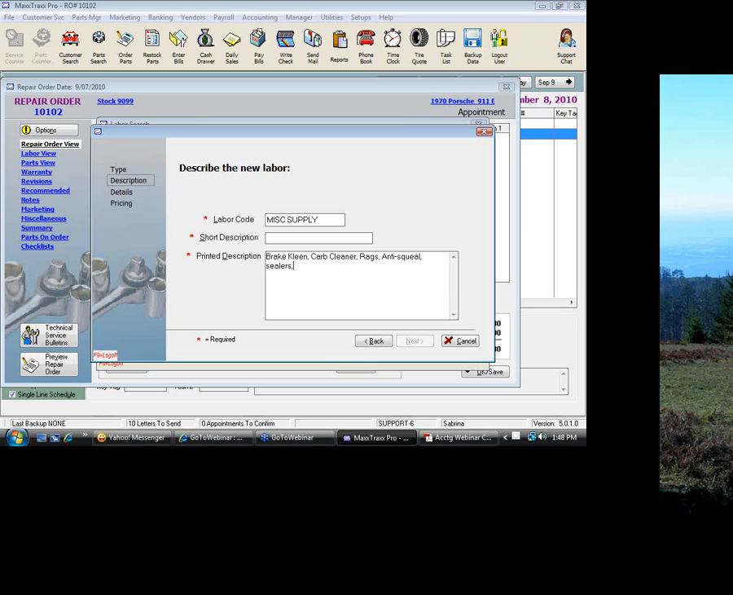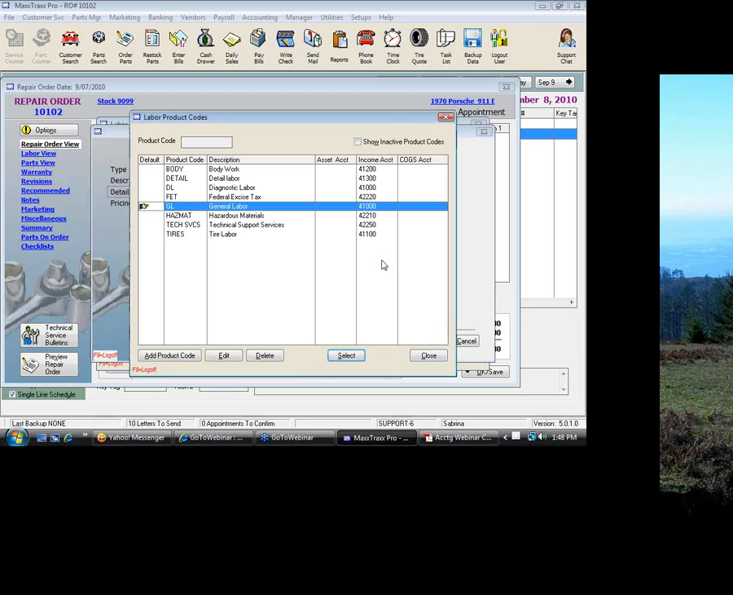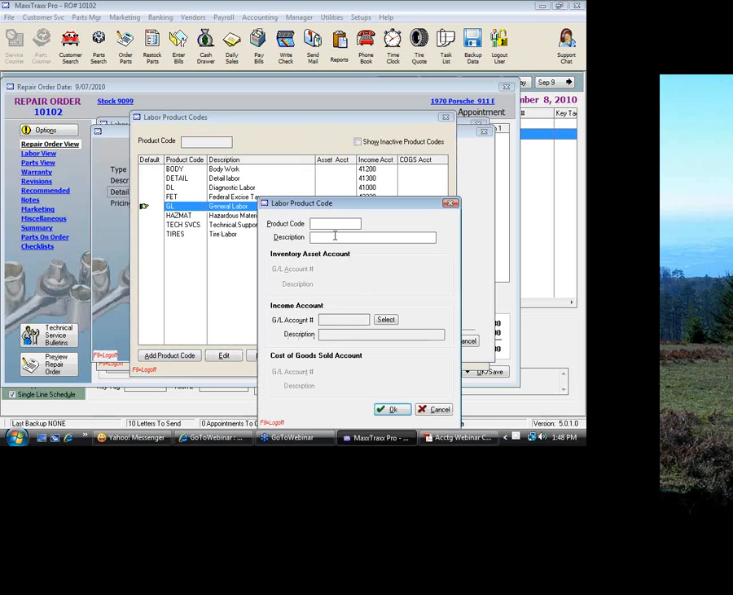But for simplicity and for accuracy's sake, I would create my own labor code and put all my stuff in here. This is what I would do. We're going to call it miscellaneous supply. I would give it its own product code. Rex, please, you're unmuted. If you're making comments in here, please jump in if you have any ideas. Let me show you why I would do it this way.